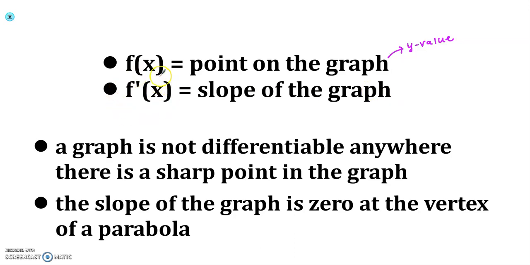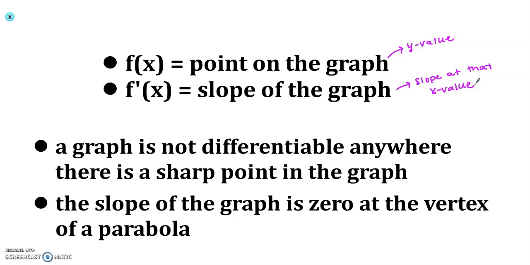Okay. If I ask for f prime, remember this little prime symbol means derivative. Okay. F prime is going to be the slope of the graph. So your answer there is going to be the slope at that specific x value.